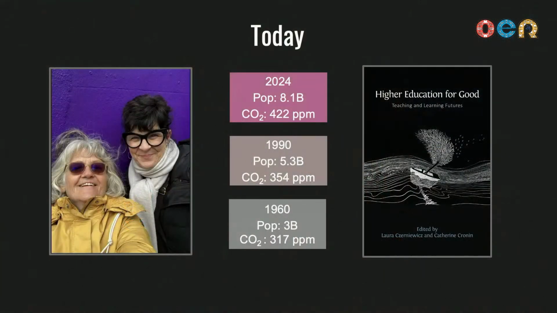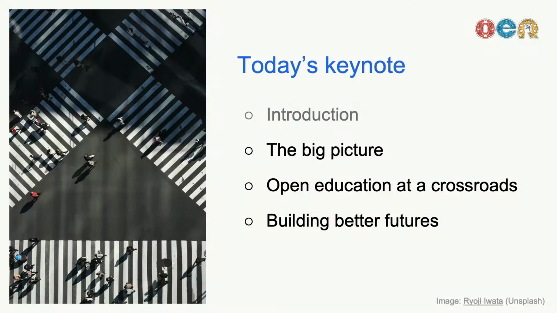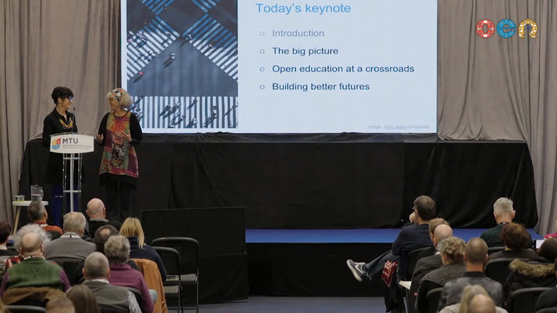Next one. Okay, and sorry, I should mention that we've just hit 8.1 billion in terms of the population, and 422 parts per million. So that's pretty much tripled in our lifetime. Yeah, so we are in a crisis, and we're going to talk about that, about the climate. So today's keynote, 3 parts: the big picture, open education at a crossroads, and building better futures. And it's a good thing that the essay is going to be made available, because we cannot cover everything that we would like to have covered.